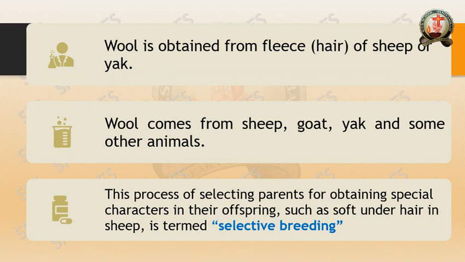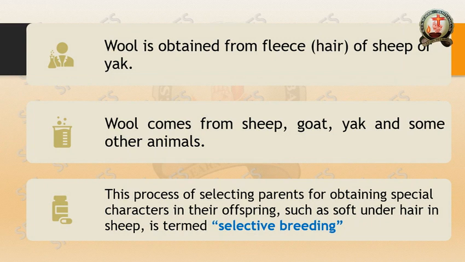Then, the process of selecting parents for obtaining special characters in their offspring, such as soft underhair in sheep, is termed selective breeding. About this selective breeding, I explained why it is essential. Most of the woolen fabric which we manufacture must be soft as well as hard enough, so that it can help us keep warm. That can be obtained only when the animal's hair has a soft underhair. Wool from animals with soft underhair will be of very good quality to keep our body warm.